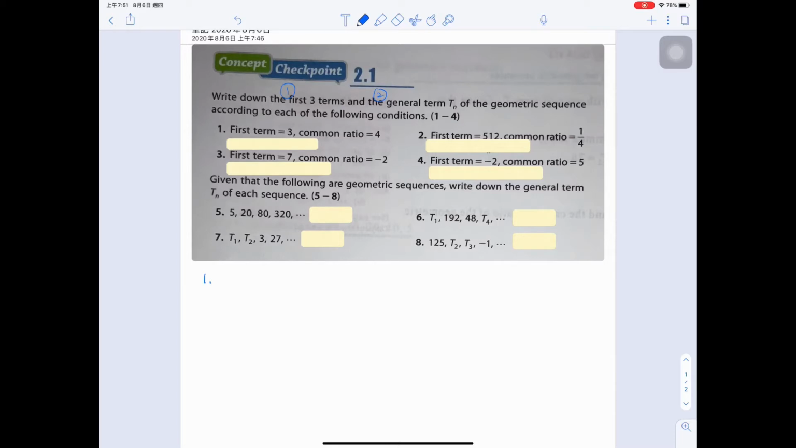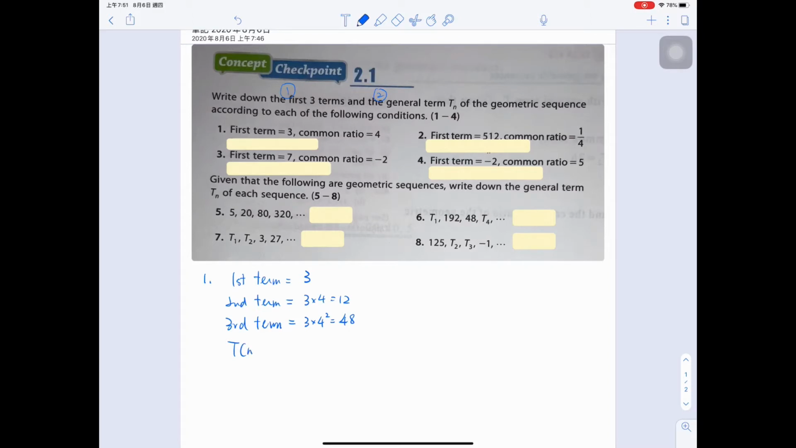Number 1. First term is 3, common ratio is 4. So Tn, maybe we write the first three terms first. The first term, second term, and the third term. I think it's easy, right? First term is 3. Second term, 3 times 4, so 12. And this one, 3 times 4 times 4, so 48, right?